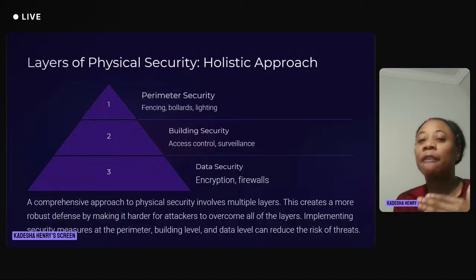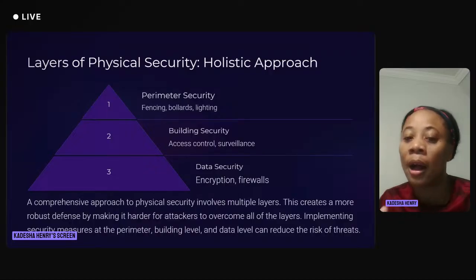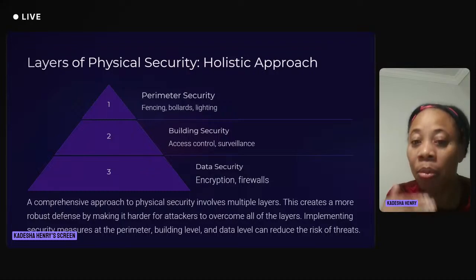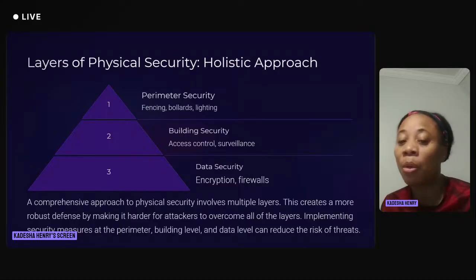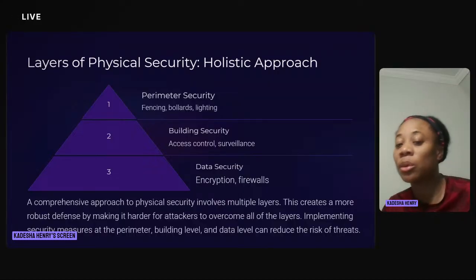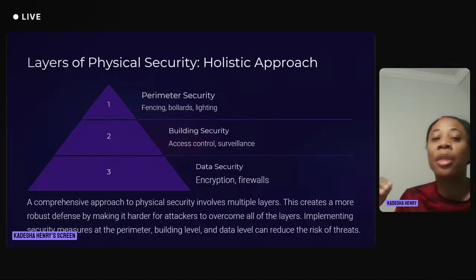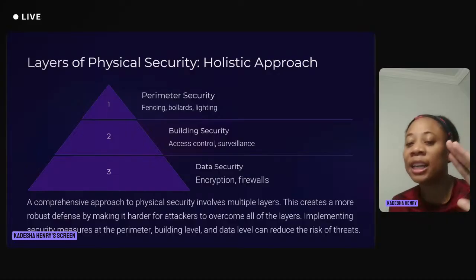And then we have layers of physical security. We have the perimeter security, and we talked about those earlier. We're just going back over some of them. We talk about the perimeter: the fencing, the bollards, the lighting, and the building security. And we have the data security, which is the encryption and the firewall. We're going to deal with data security sometime in this course, where we use encryption and firewalls. But the layers are perimeter security, building security, and data security.